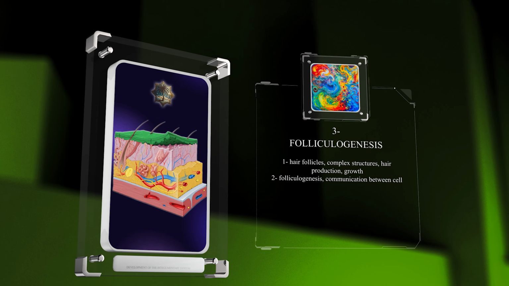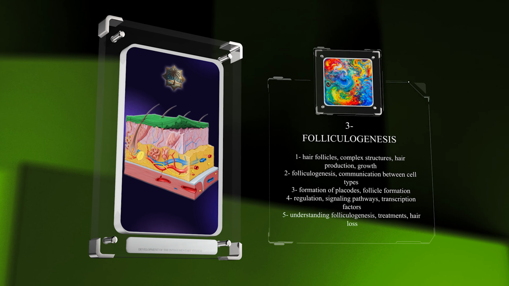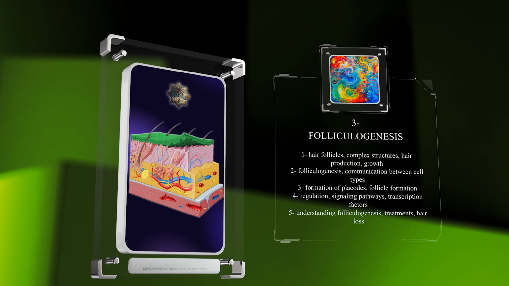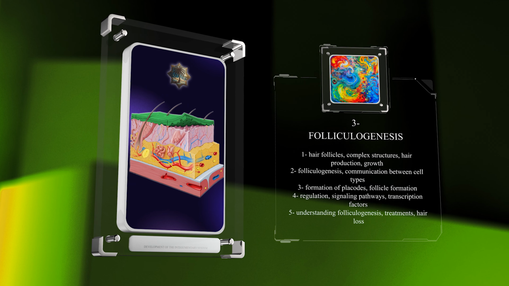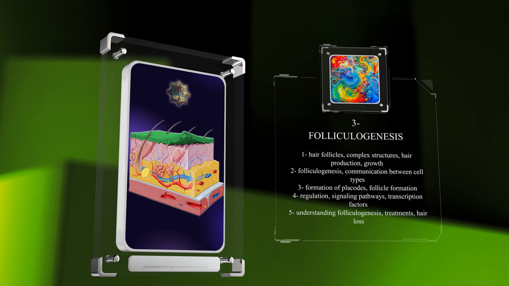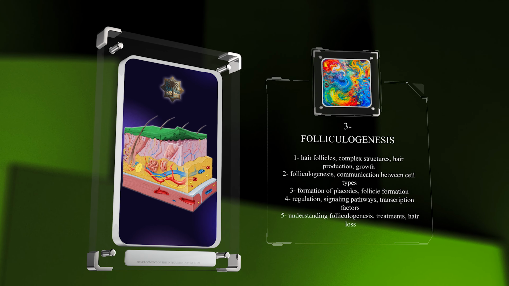Hair follicles are complex structures involved in hair production and growth. Their development, called folliculogenesis, requires communication between different cell types. It starts with the formation of placodes, which give rise to follicles. This process is regulated by various signaling pathways and transcription factors. Understanding folliculogenesis can help develop treatments for hair loss.